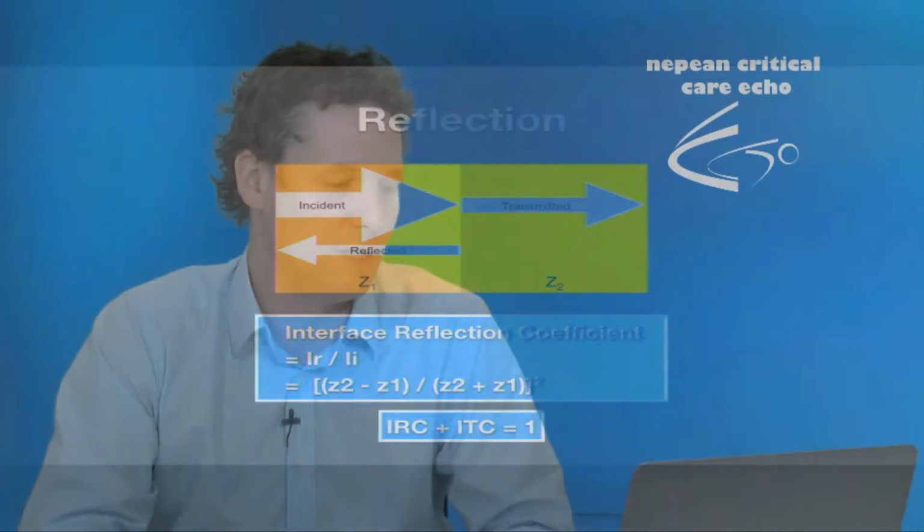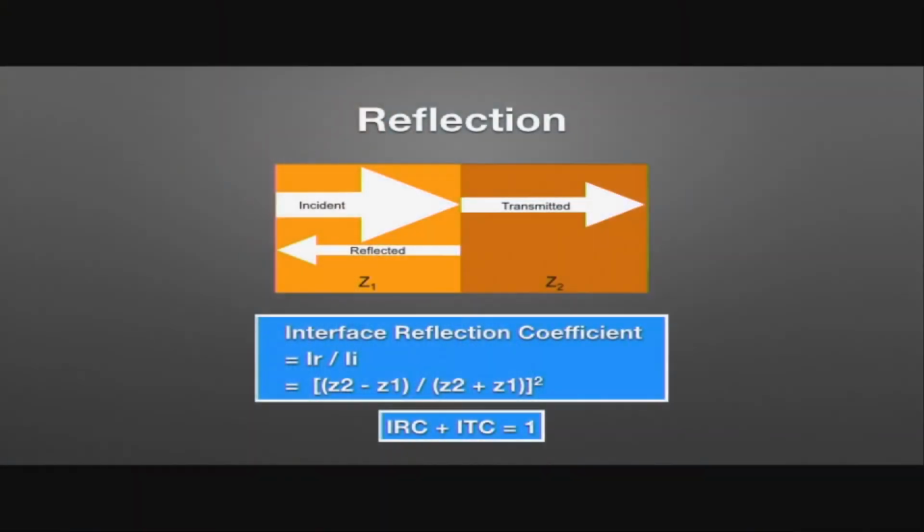Now I'm going to ask you to consider three situations here. First, consider that there's no difference in the acoustic impedance between two structures. That means we're going to get 100% transmission, so the intensity transmission coefficient will be 1, and the intensity reflection coefficient will be 0. Now let's consider two structures that have a somewhat different impedance, such as liver versus fat. That means a small fraction of the incident intensity is going to be reflected back, but the remainder is going to be transmitted.